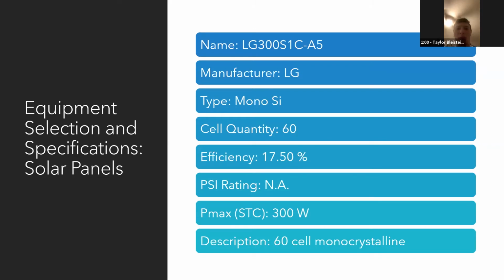Here's a rundown of what our panels were and the specs that we had. It's an LG panel, 60 cells, 17.5% efficiency, 300 watts. It's a little lower on the watts and efficiency side, but definitely saved us a lot of money.